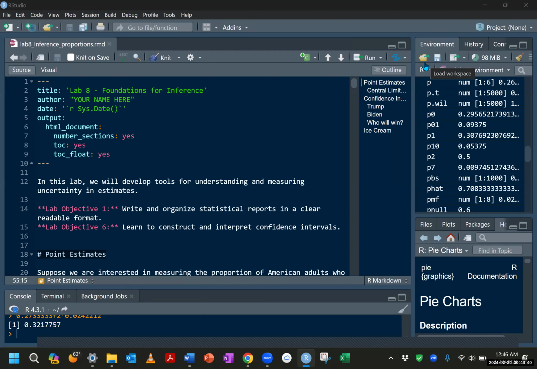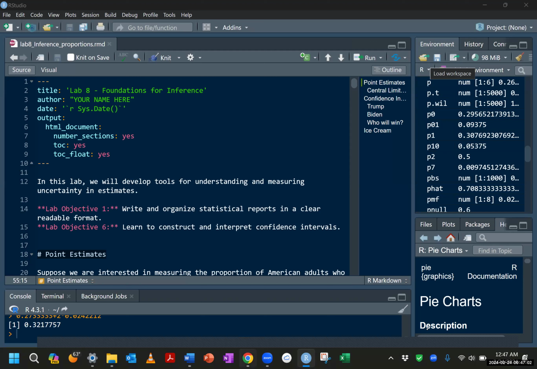Hello. In this video, we're going to cover Lab 8, which introduces the foundational tools for doing inference. So this lab signifies a turn in the course where we're now not just doing statistics on individual situations or distributions, but we're wanting to make inference on those statistics. So what does this mean?